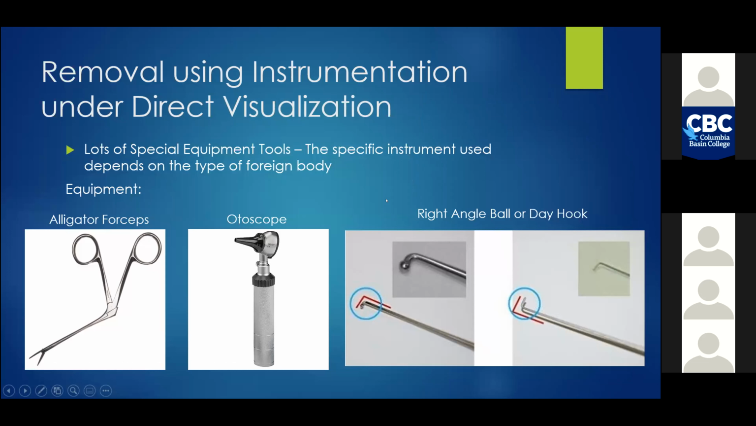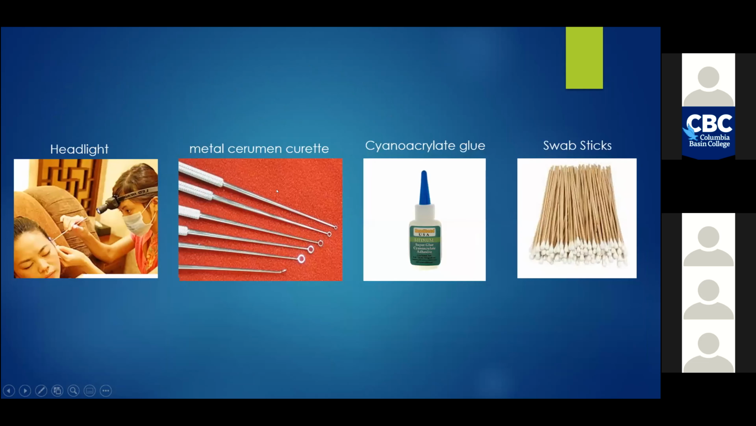So, removal using instrumentation under direct visualization. There is lots of special equipment that can be used to remove foreign bodies in the ear. And the instrument depends on what kind of foreign body you have in there. So these are what's called alligator forceps. We have your otoscope, and we have your right angle ball or day hook. So you can see this 90-degree angle, and this one just has a little ball on the end. Also, a headlight can be used. This metal curette comes in different sizes, super glue, and some swab sticks.